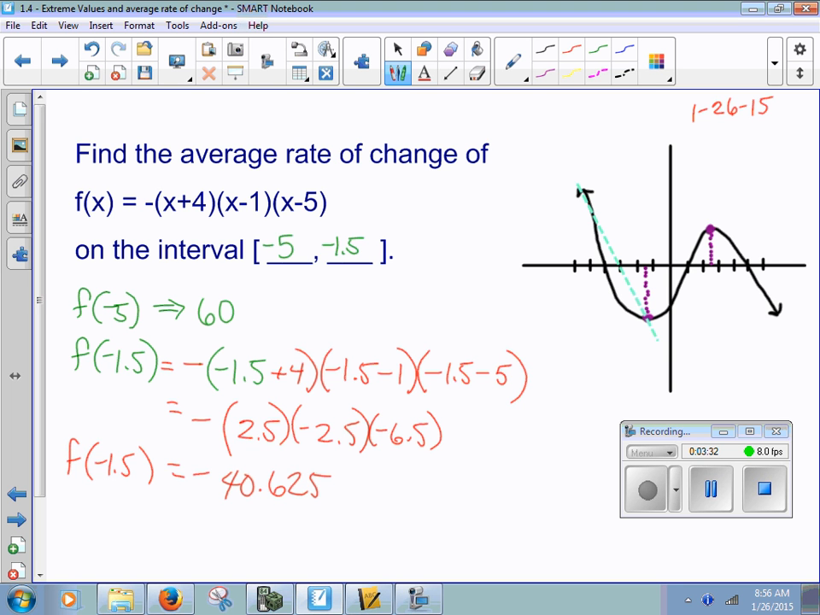Now, what do we have to do with this? What did we just determine? We found the corresponding y values. The corresponding y value for negative 5, which is way up here, is positive 60. And then way down here, for negative 1.5, it's negative 40.625. You guys agree with that?